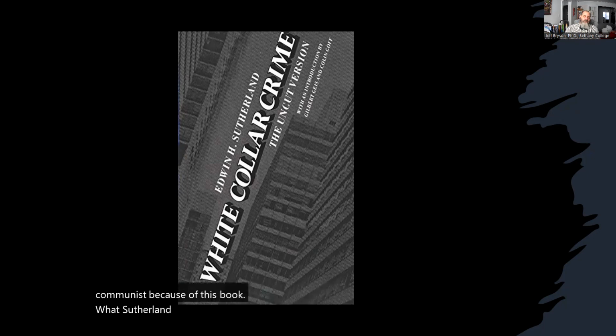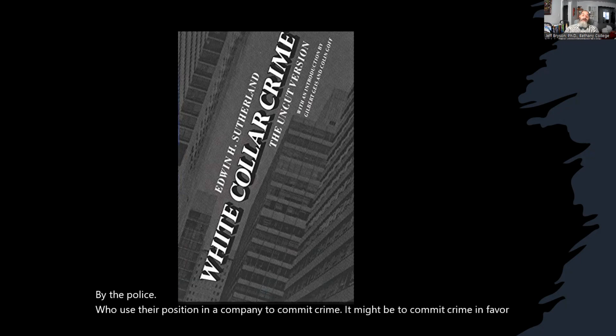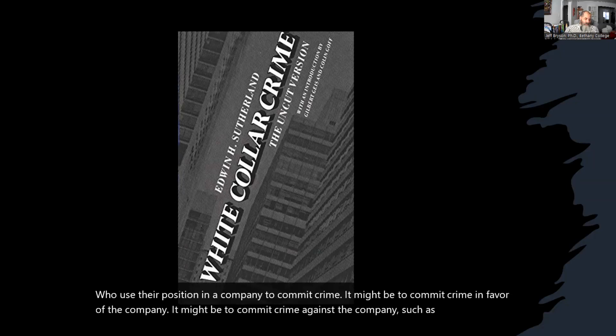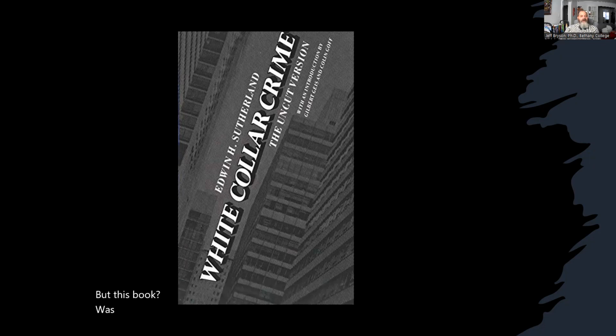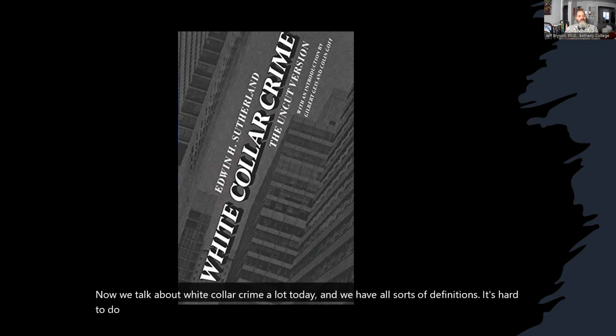What Sutherland proposed is that we should look at crimes committed by people who are looked upon favorably by the police, who use their position in a company to commit crime. It might be to commit crime in favor of the company. It might be to commit crime against the company, such as embezzlement. But this book was very novel in its time. Now, we talk about white-collar crime a lot today, and we have all sorts of definitions. It's hard to define what that means.